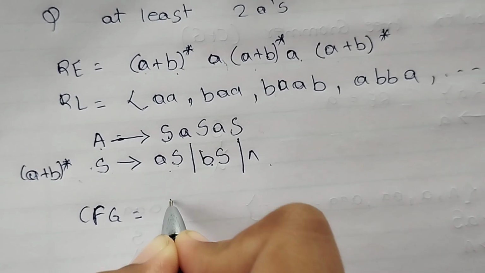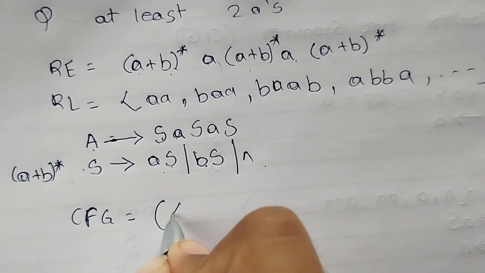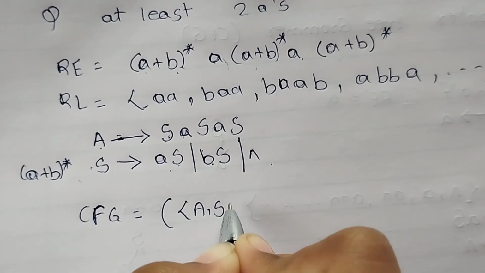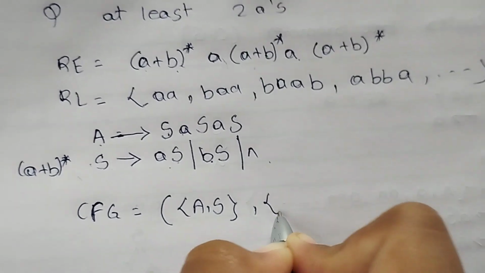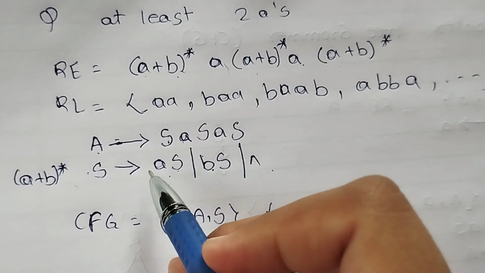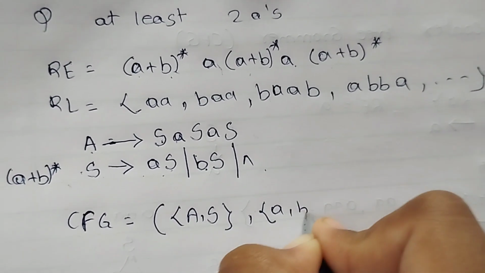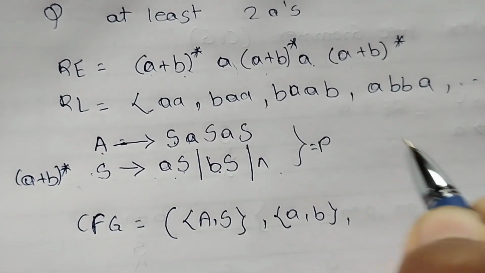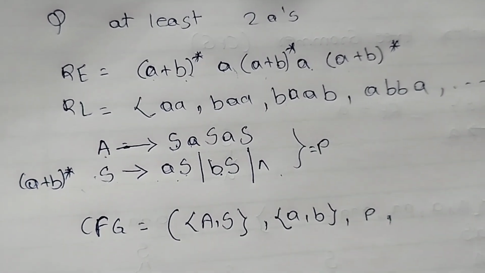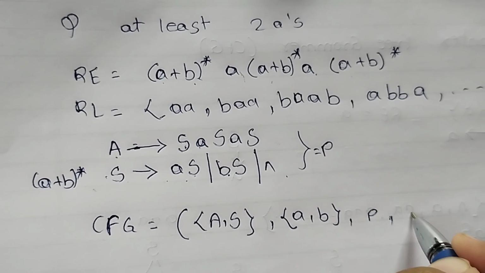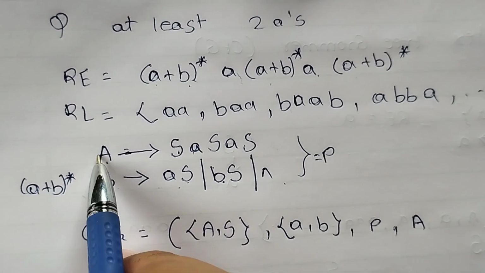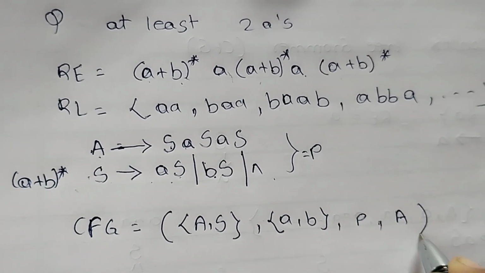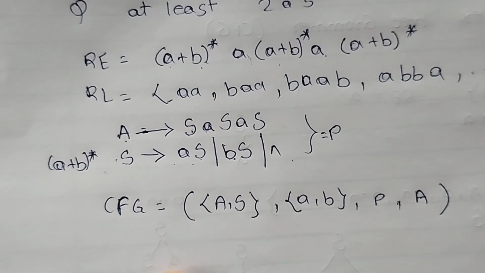is nothing but the first variables. So here the variables are A, S. Then the symbols or the inputs are A and B. Then this is initialized with P, so this is P, and then the starting symbol is our A. We start from this. So this is the final CFG.